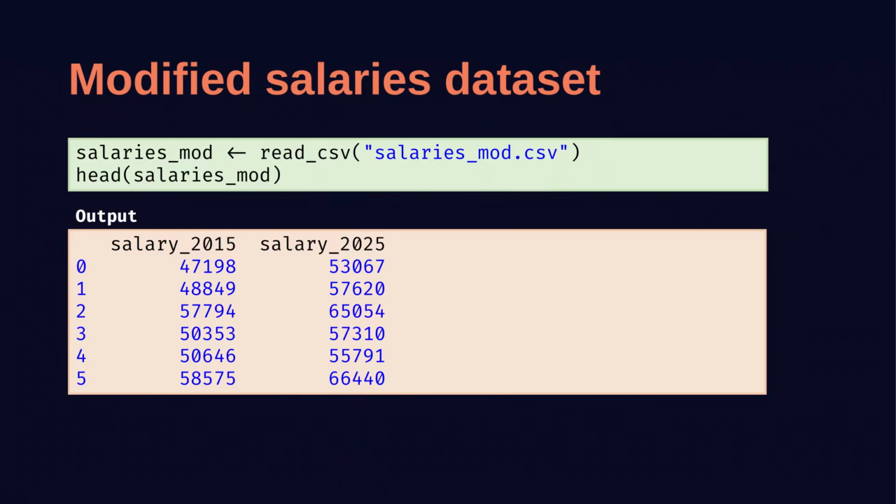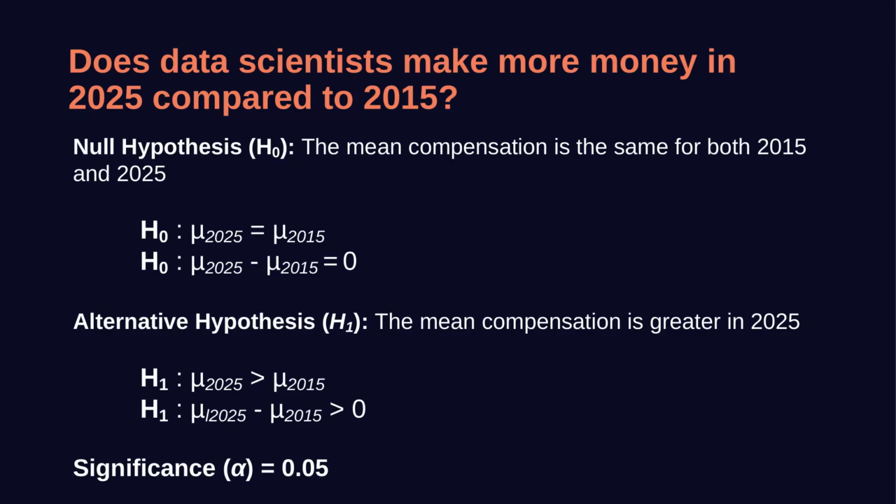Now let's form our hypothesis. To find out, we'll set up a hypothesis test. Just like before, the null hypothesis says that our guess is wrong. In this case, the mean salaries are the same for both years. The alternative hypothesis is that the mean salaries are greater in 2025 compared to 2015. We'll use a significance level of 0.05 for this test. Now, there's an important thing to note about this dataset. The salaries from 2015 and 2025 are paired. They come from the same companies. That means they are not independent. So in our model, we need to account for this pairing in the data.